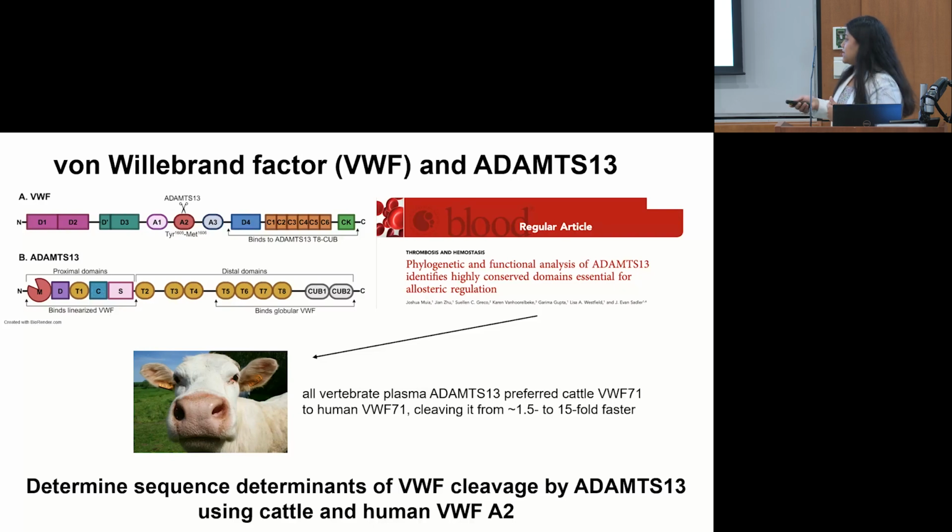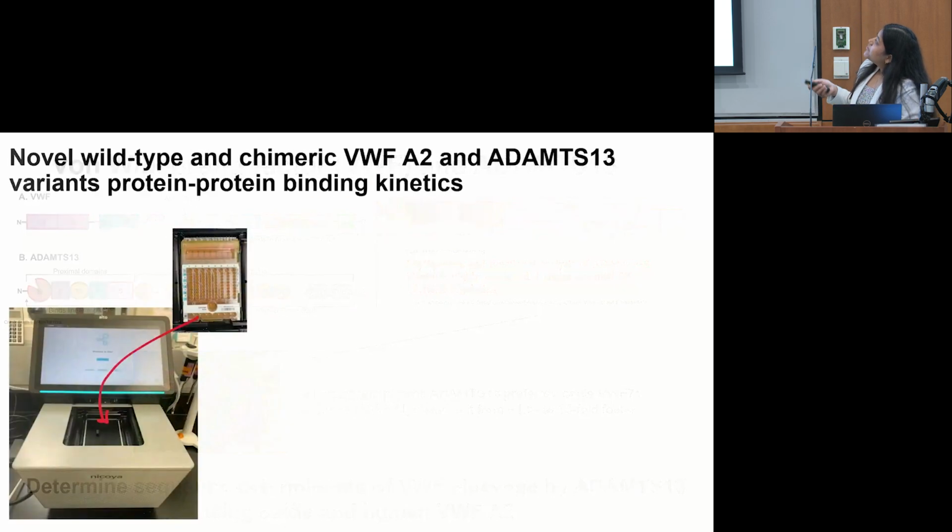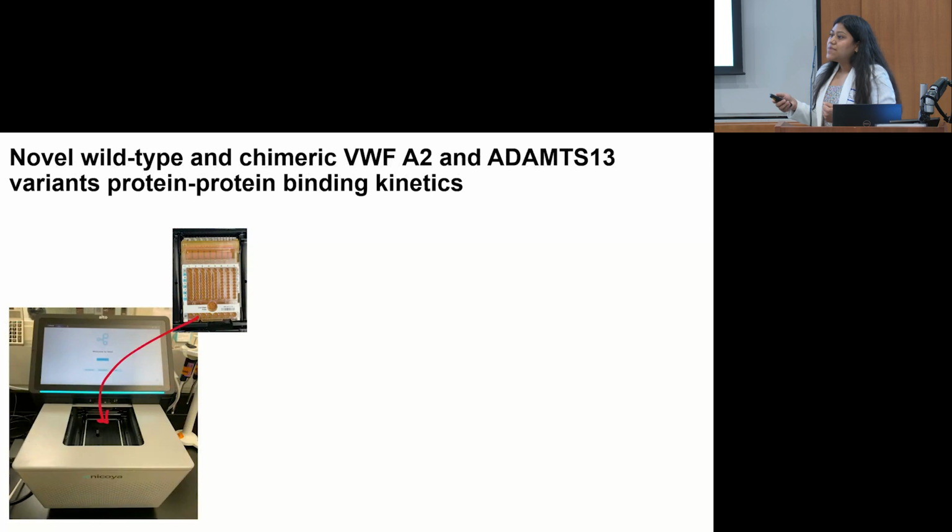And so this really laid the foundation for my project to determine sequence determinants of VWF cleavage by ADAMTS13 using cattle and human VWF-A2. So what I'm doing is we design novel wild type and chimeric VWF-A2, and we use ADAMTS13 variants, truncated variants, and allosterically unregulated variants to utilize this Alto SPR benchtop. So it is a very small, compact, new technology that allows us to do binding assays using this cartridge.